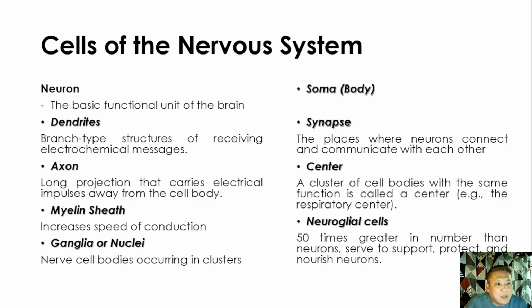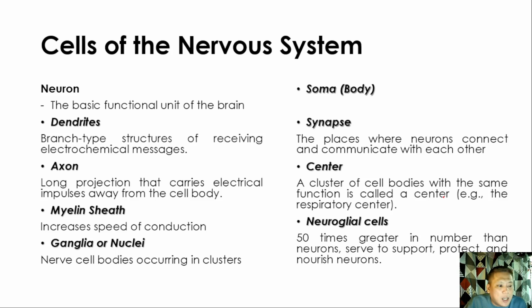Okay, sabi natin, your cells of the neurons of the nervous system, you have your neurons, which is the basic functional unit of your brain. And your neurons have dendrites, axon, myelin sheath, ganglia or nuclea, diba? The soma or the body, the synapse, the center, and the neurological cell. Sabi natin, the dendrites is a branch type structure of receiving electrochemical messages. Diba siya nagsisend? While the axon naman, sabi, long projection that carries electrical impulses away from the cell body.